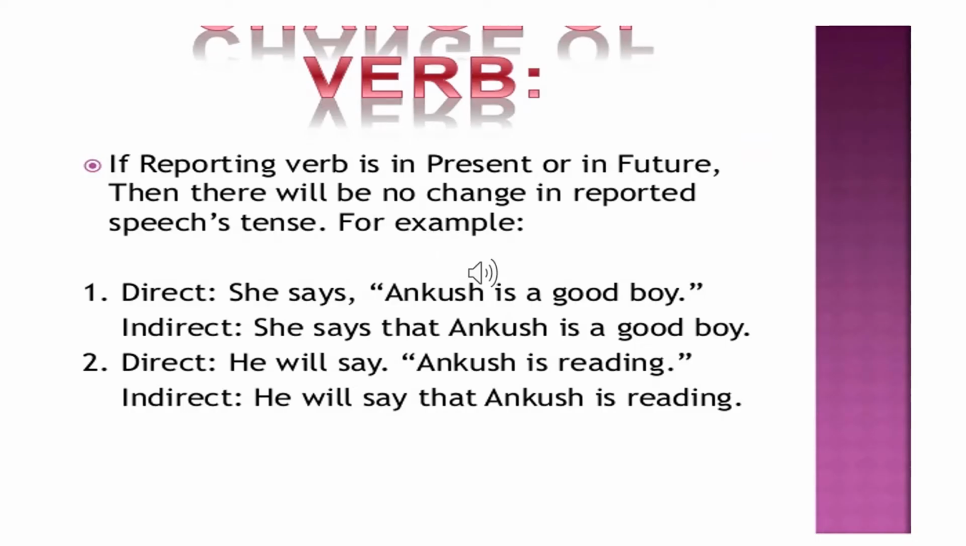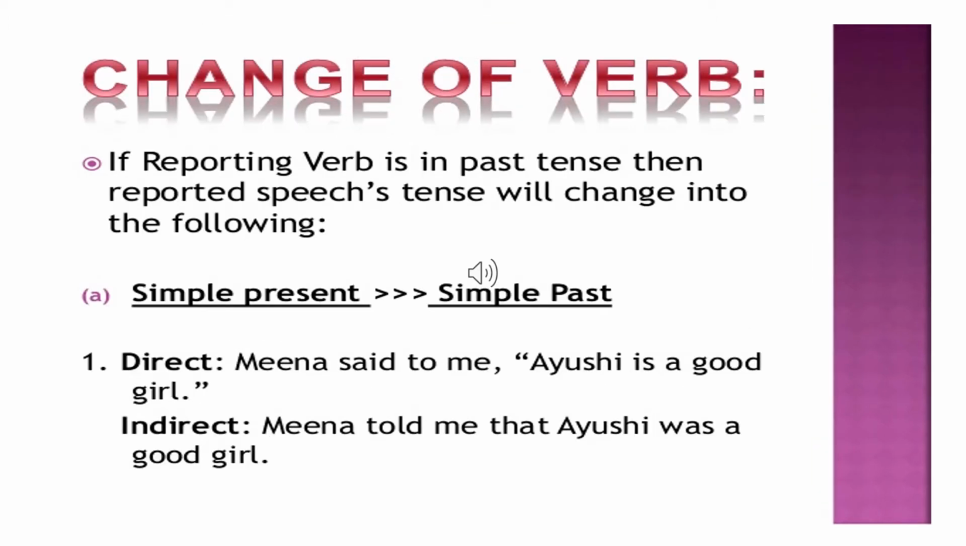If the reporting verb in the direct speech statement is in the present tense or future tense, then it remains the same in indirect speech too. That is, there is no change in the tense form. If the reporting verb is in the past tense in the direct speech statement, then the verbs within the inverted commas will undergo corresponding changes in the indirect speech statement.